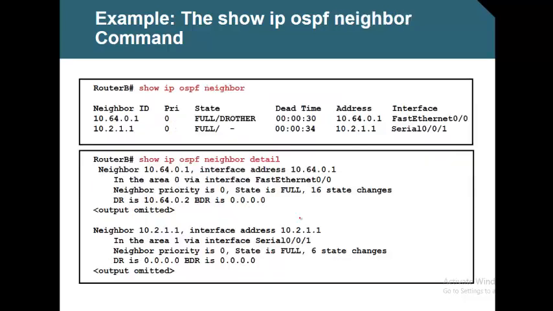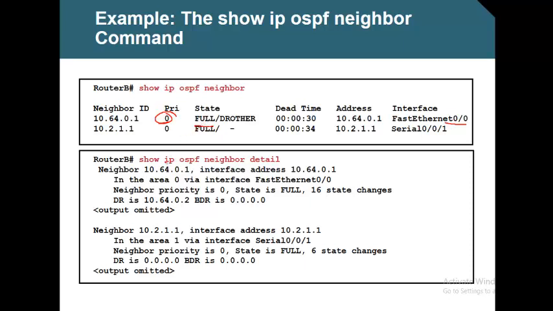When we type show IP OSPF neighbor, it's going to show you the list of neighbors. And if you notice here, the priority is set to 0. The default priority is not 0. Here the priority is set to 0 on FastEthernet, so this cannot become a DR or BDR. And then we also see the status, full state.